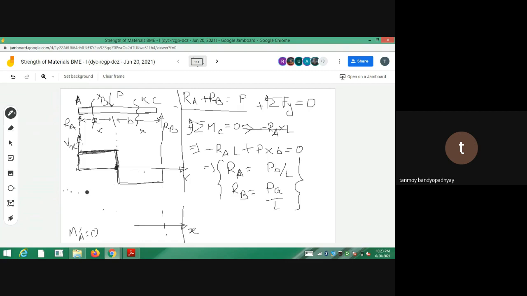So এইখানে this side it is PB by L, and on this side it is minus PA by L. ঠিক আছে, so it is a combination of two rectangles. So on any point if you consider, this is the final SF diagram that is occurring. ঠিক আছে, so points to note, on the left side it's positive, on the right side it's negative.